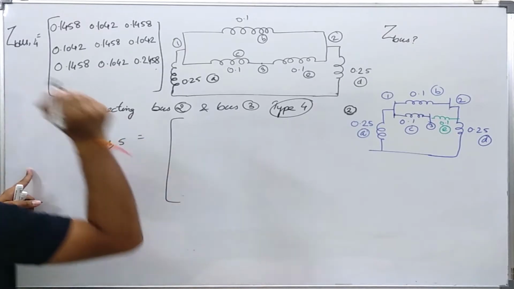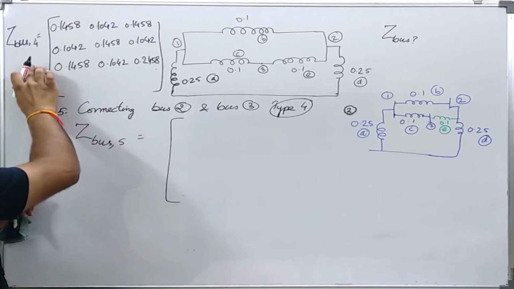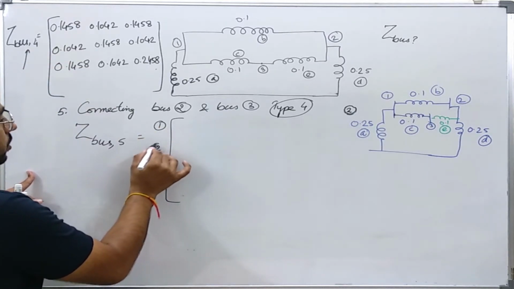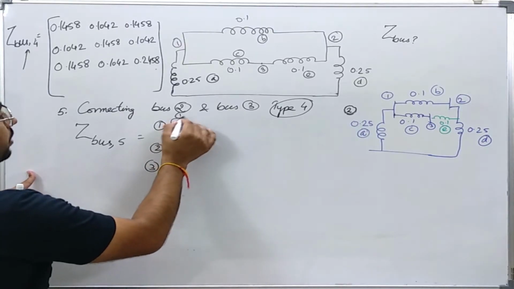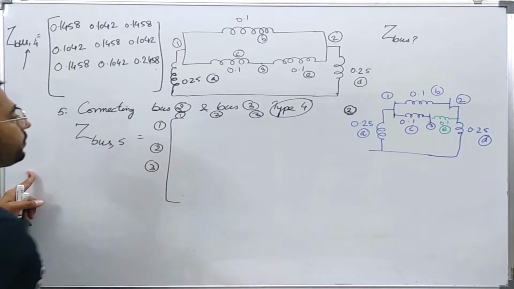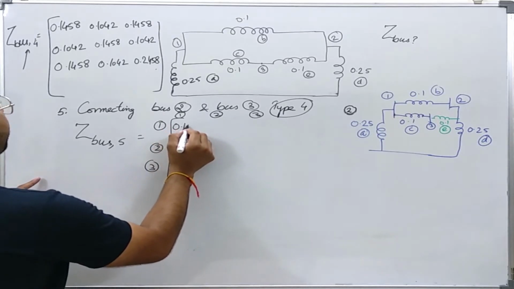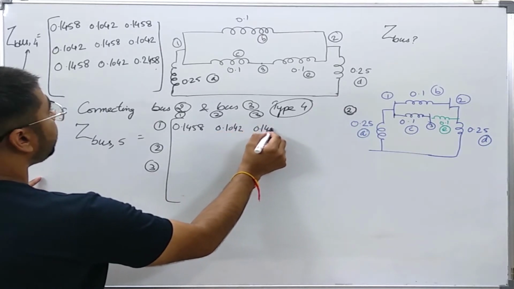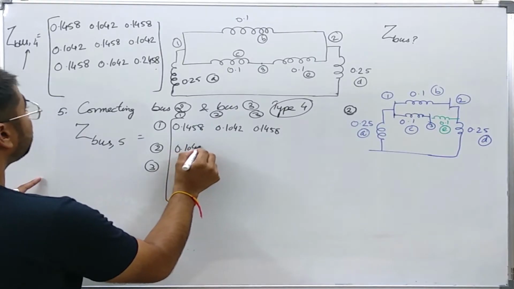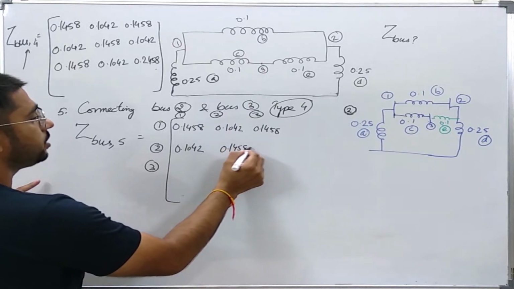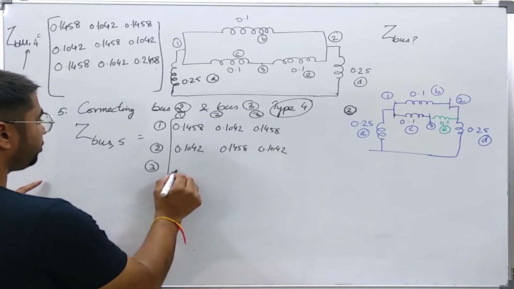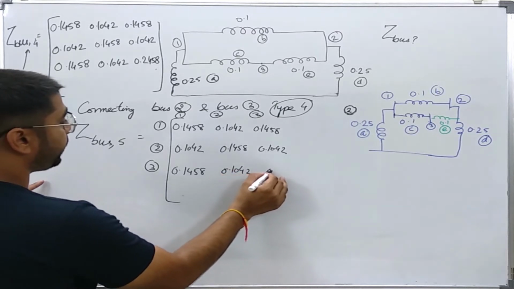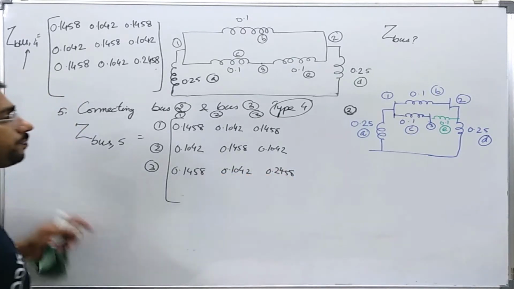First, we will write the impedance matrix which is derived from step number 4. This is row 1, row 2, row 3, column 1, column 2 and column 3. I will write it here: 0.1458, 0.1042, 0.1458, 0.1042, 0.1458, 0.1042, 0.1458, 0.1042, 0.2458.